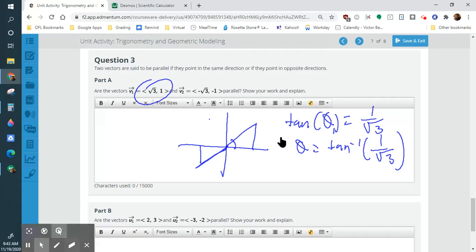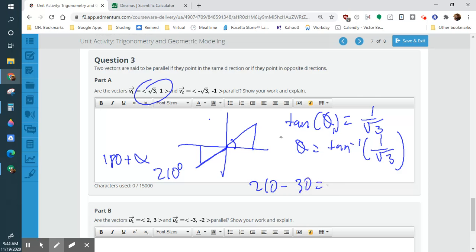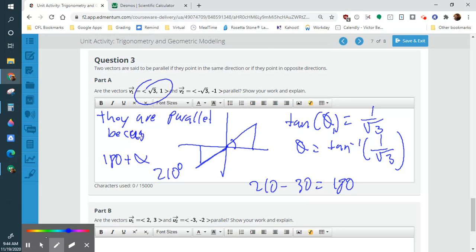Or they're not technically the same angle because remember, we still have to do 180 plus alpha. So they're 210. After we do this, we're going to say 210 minus 30, and we get 180. So they are parallel. And we're going to say because they face opposite directions. So you just have to type all of that in.